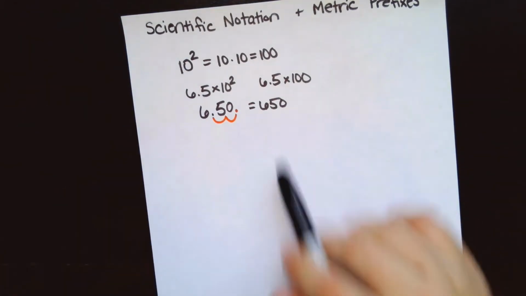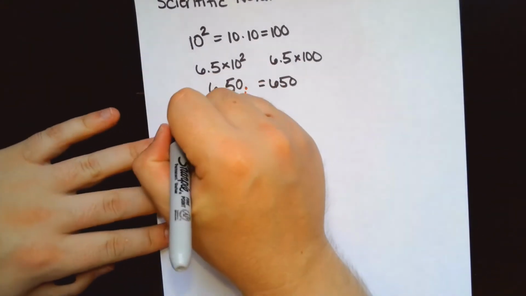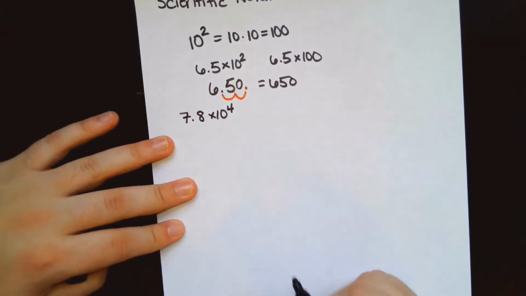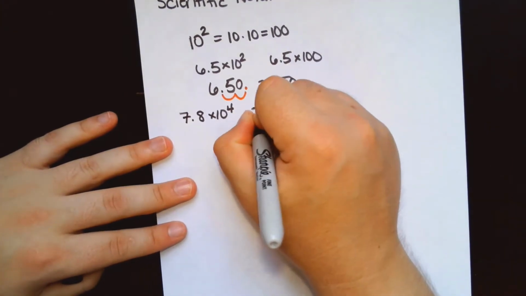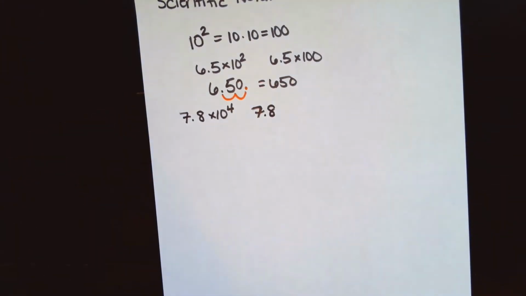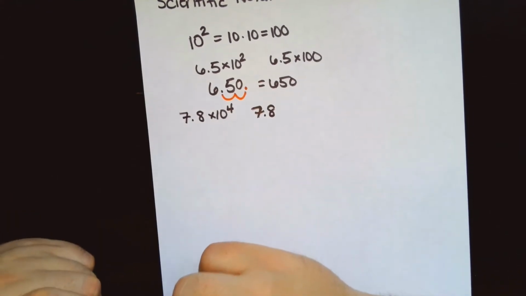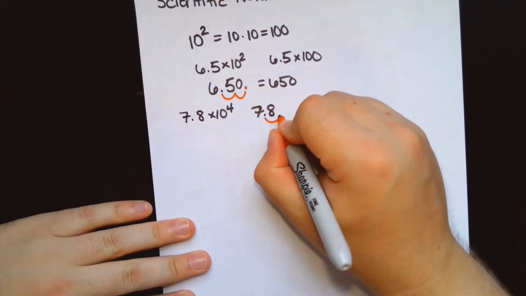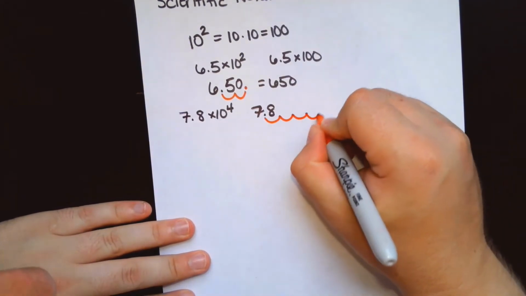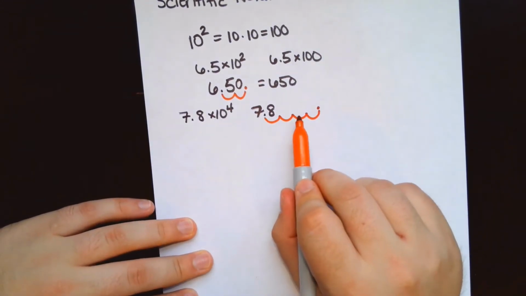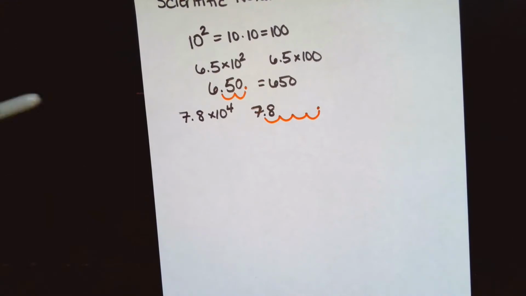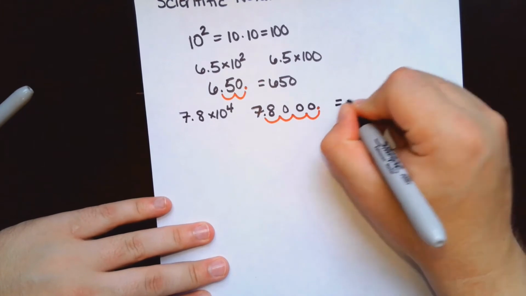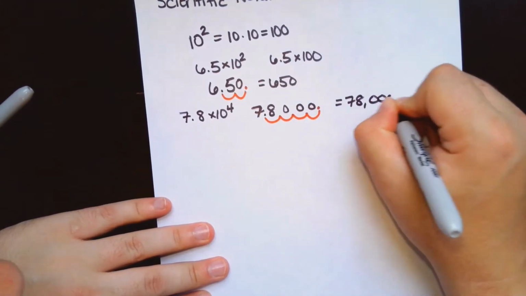So let's try it with another one. Let's say we have 7.8 times 10 to the 4th. We can write out 7.8. It's a positive exponent again, so you move the decimal to the right. This time we're moving it 4 spots: 1, 2, 3, 4. The decimal now goes there, and any blank spots we fill in with a 0. So our final answer is that this number is 78,000.